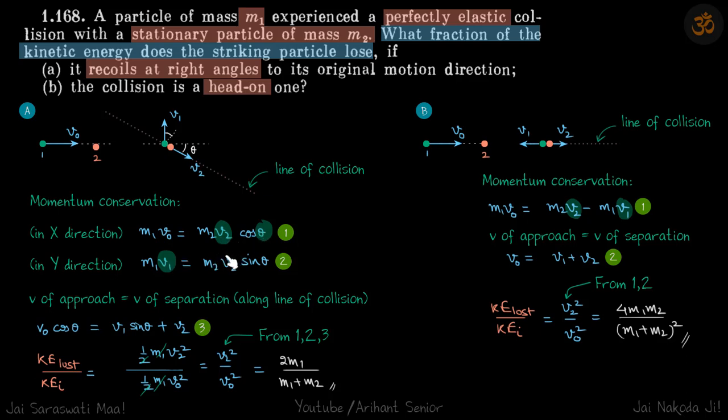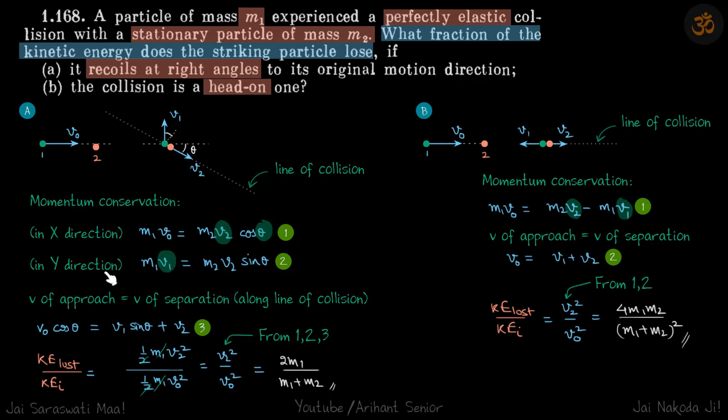So solving for v2, because here we want v2, we just put that value of v2 here and we get our answer. Second case, head-on collision. So our equations are still going to be the same except that we don't need theta anymore. So one variable is less, so we will do with only two equations.